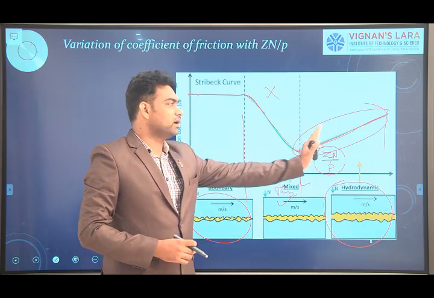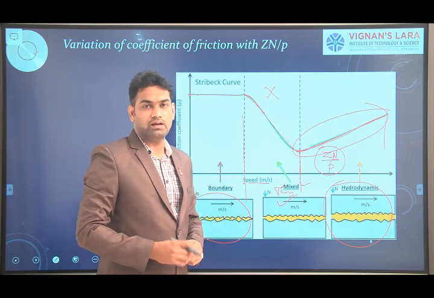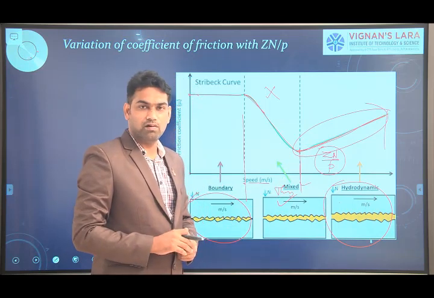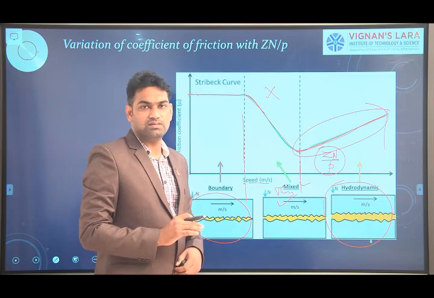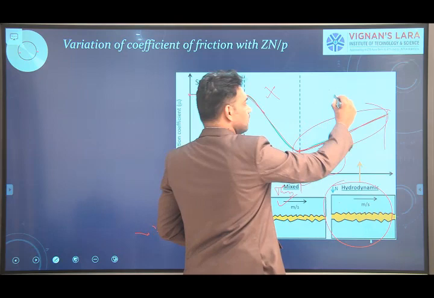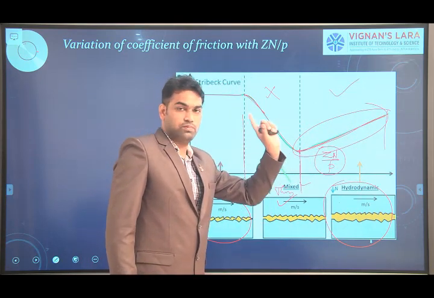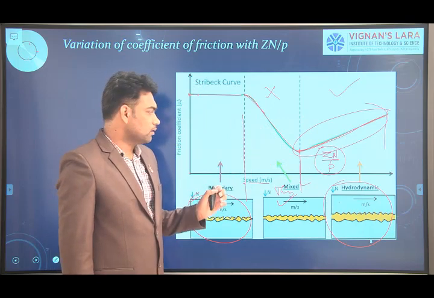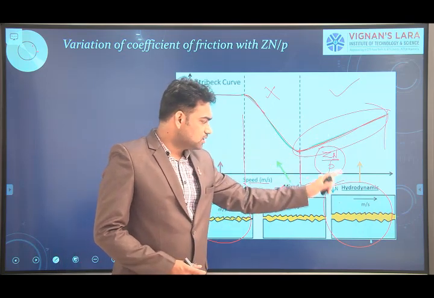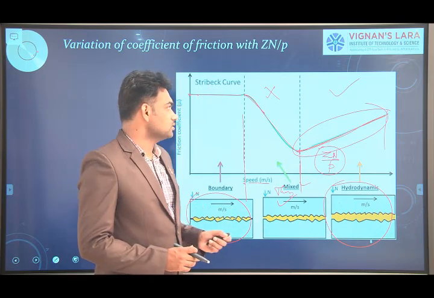Beyond this point, it can form a thick layer of lubricant so that there is no direct metal to metal contact, so no metal friction will be available, only the viscous friction is there. So the desired condition for a bearing to operate is in this region, from this point to this point. So in this region the bearing can operate in thick film condition, that is hydrodynamic lubrication.